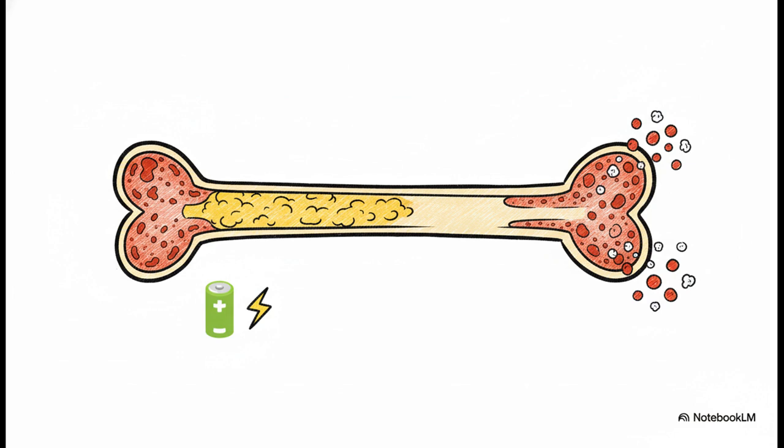But inside the ends of the bone, that's where we find red marrow. And this is incredible. The red marrow is the factory where your body produces billions of new red blood cells, white blood cells, and platelets every single day.